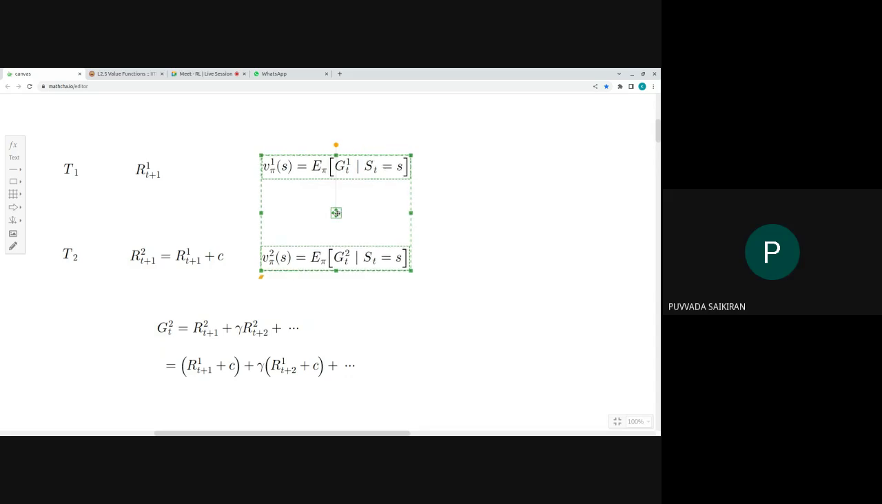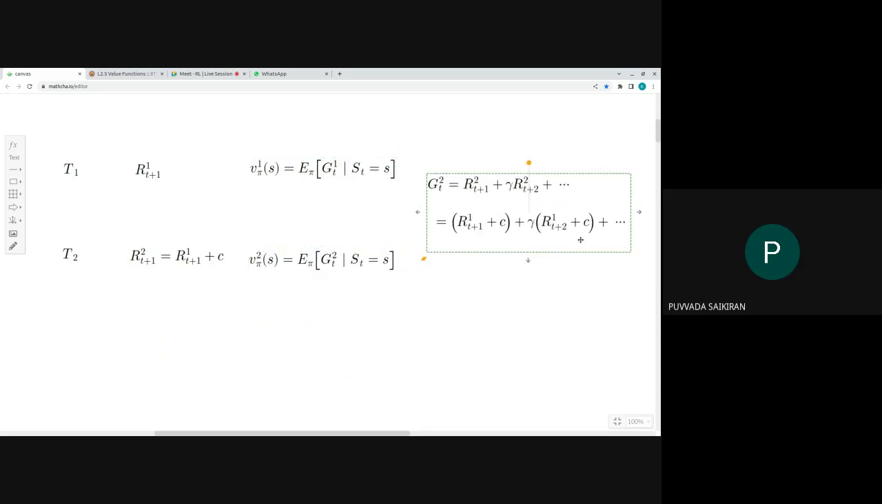So this is G_t in world 1, plus C, plus gamma C, plus gamma squared C, and it goes on. You take the C out and then you keep adding gamma squared and so on. Whatever is inside the bracket is nothing but a geometric series. So this is just a geometric series.